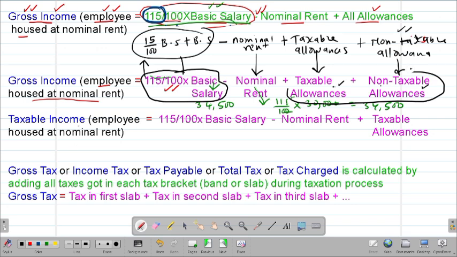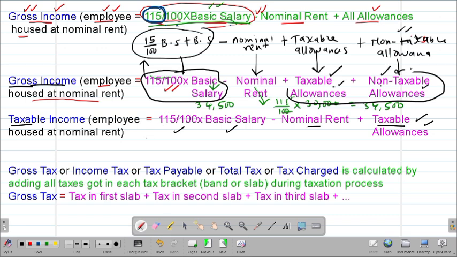So taxable income, when the employee is housed on a nominal rent, will be given by 115% of the basic salary. Then you subtract the nominal rent, then you add the taxable allowances. Remember, whenever we talk of taxable income, notice that we are only talking of taxable allowances. But whenever we talk of gross, it means total. Whenever we talk of gross income, then we have to consider both taxable allowances and the non-taxable allowances.